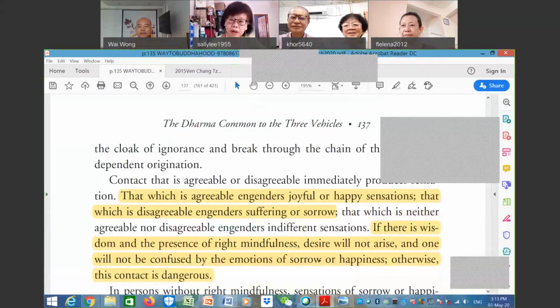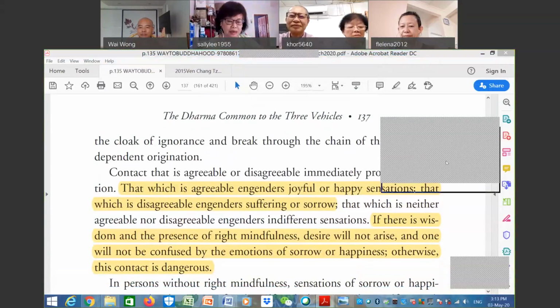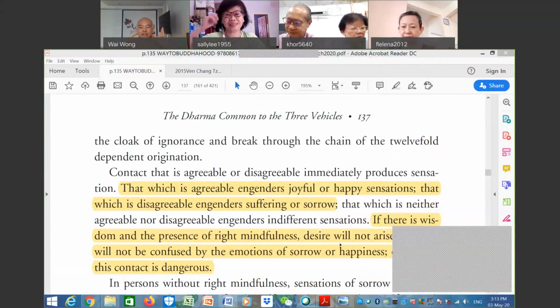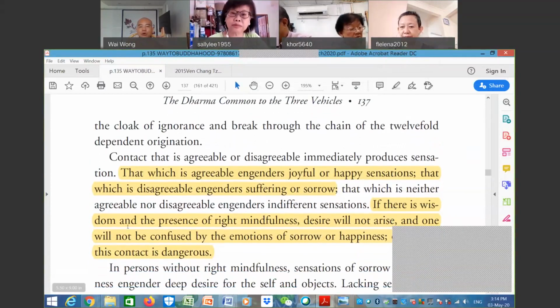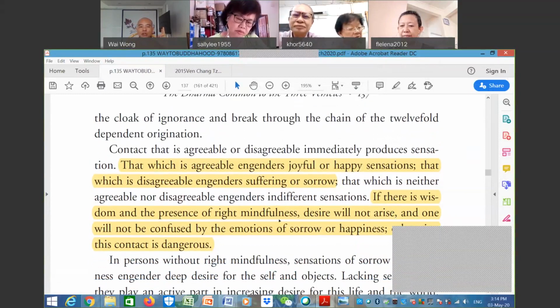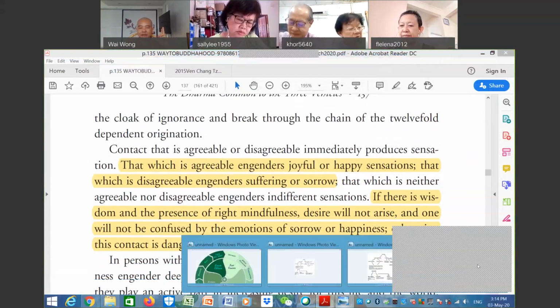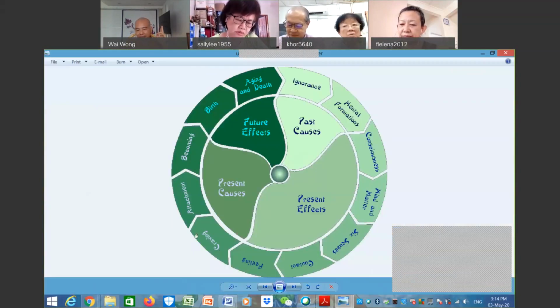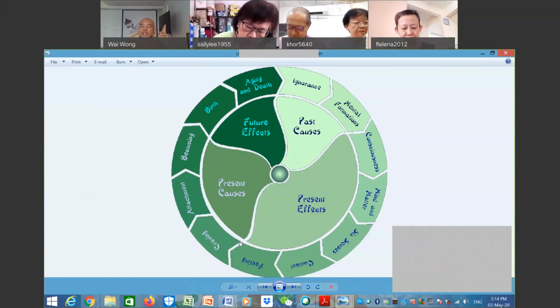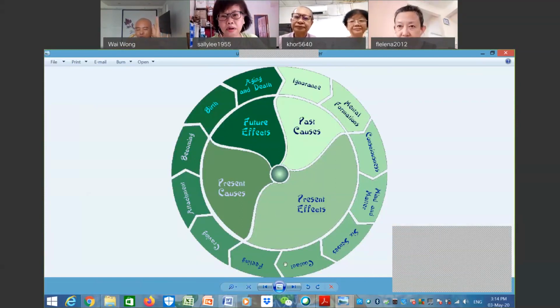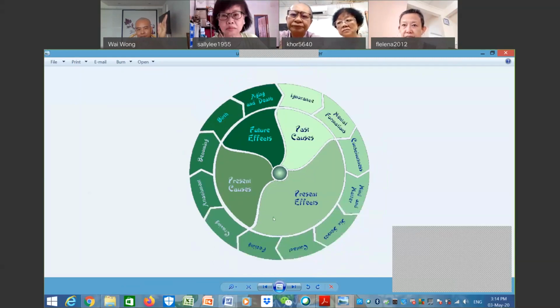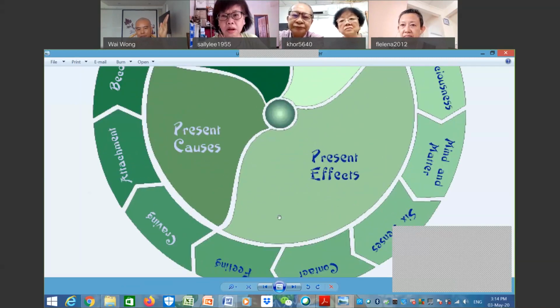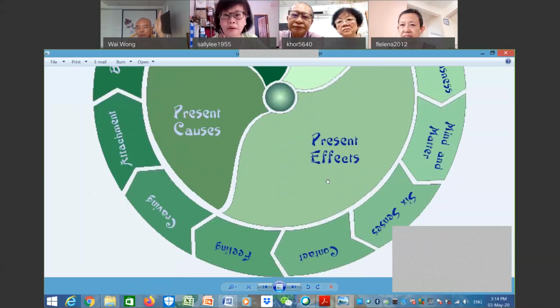Okay. Then here again, besides the mindful contact, there will be one more mindfulness in this stage. If you have wisdom or the presence of right mindfulness, desire will not arise. Desire means craving. If you are mindful here during the contact, class, is it possible for us to stop here? We stop here. We don't let any feeling arise. Is this possible, class? Possible. We break here.